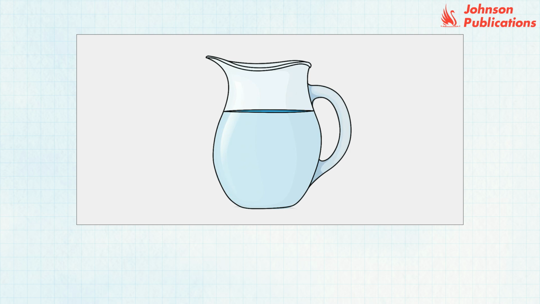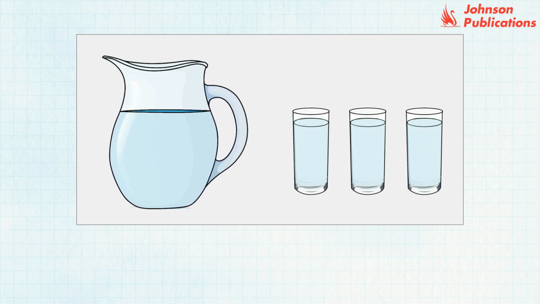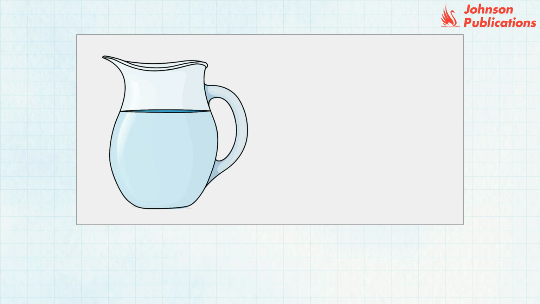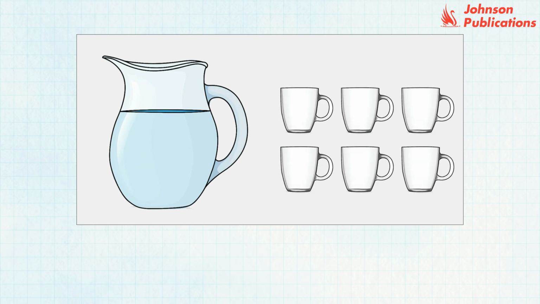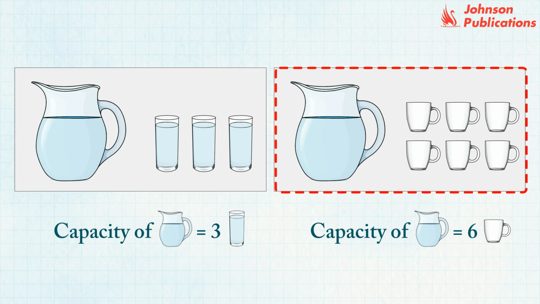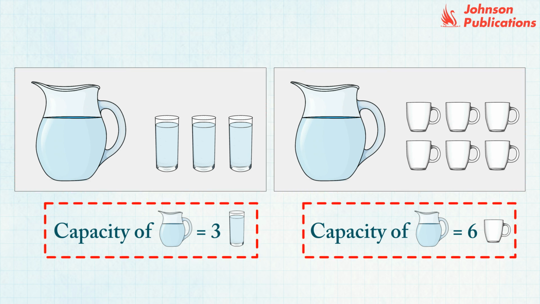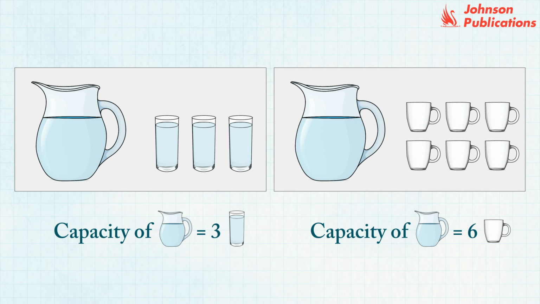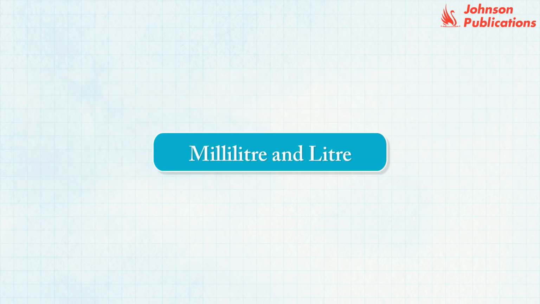Look at this jug. We can fill this jug with 3 full glasses of water. In that case, the capacity of the jug is equal to 3 glasses. We can also fill this jug with 6 full cups of water. In this case, the capacity of jug is equal to 6 cups. We can see that measuring the capacity of the jug using a glass or cup does not give the same result as they are non-standard units. Thus, we need standard units to measure capacity. We use milliliter and liter as the standard units of capacity.